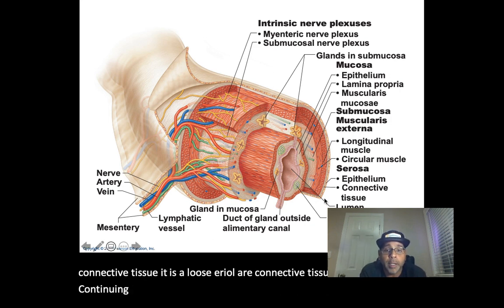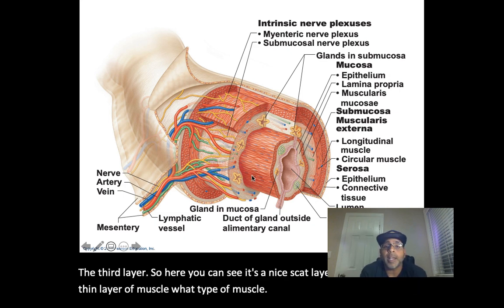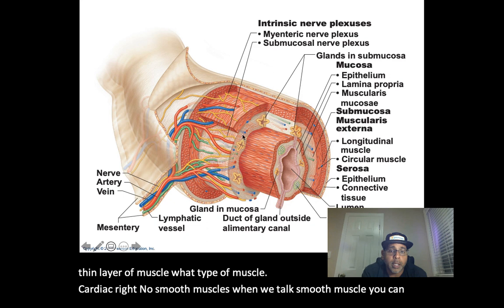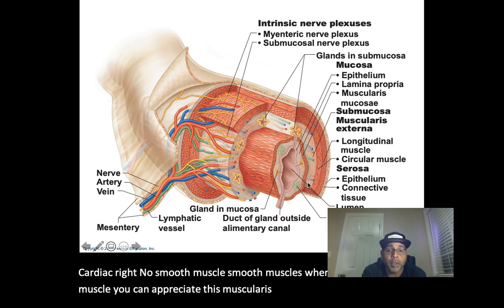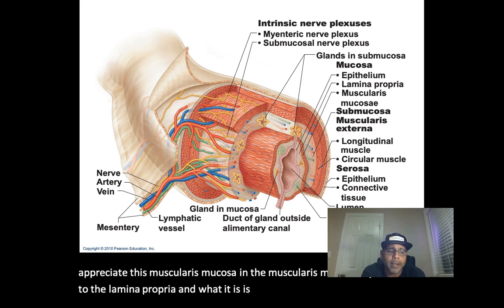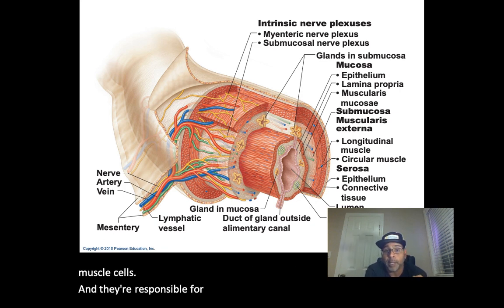Continuing to move even deeper, now we can appreciate the third layer. Here you can see it's a nice scant, real thin layer of muscle. What type of muscle? Cardiac, right? No, smooth muscle. So when we talk smooth muscle, you can appreciate this muscularis mucosae. The muscularis mucosae is external to the lamina propria, and it's a scant layer of smooth muscle cells. They're responsible for producing local movements.